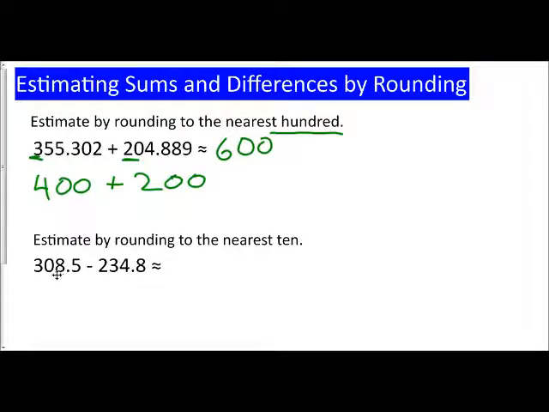Here I'm going to round to the nearest 10. So the 0's in the 10s and the 3's in the 10s. 308 followed by an 8, this is going to round to 310. Subtracted by 234.8, that's going to round to 230 because the 3 is followed by a 4. 310 minus 230 is going to give me 80. So about 80 is my estimate here.